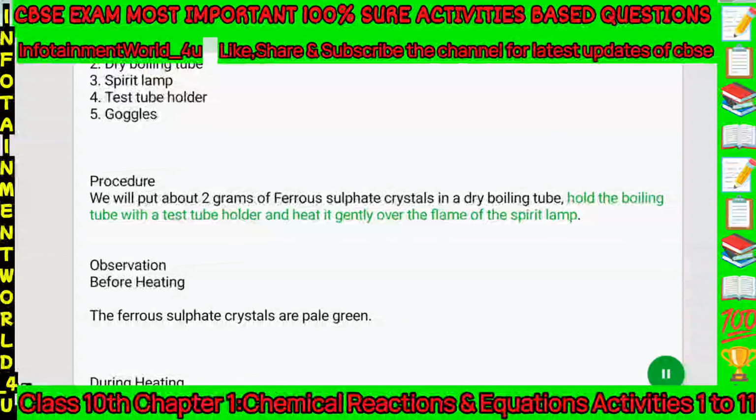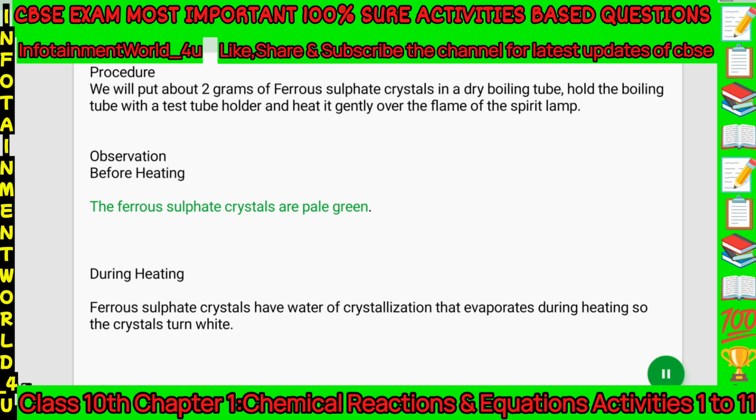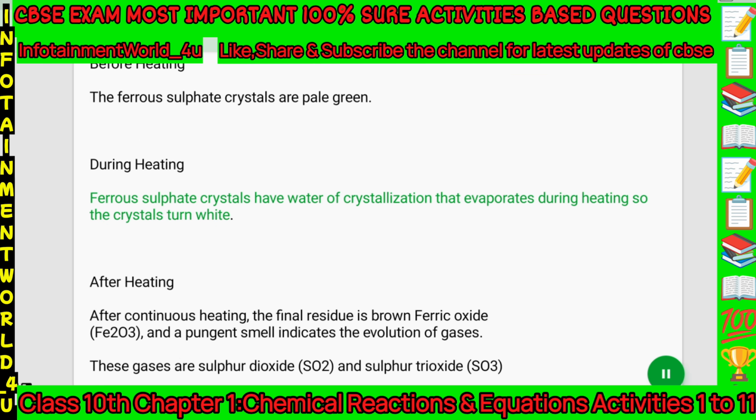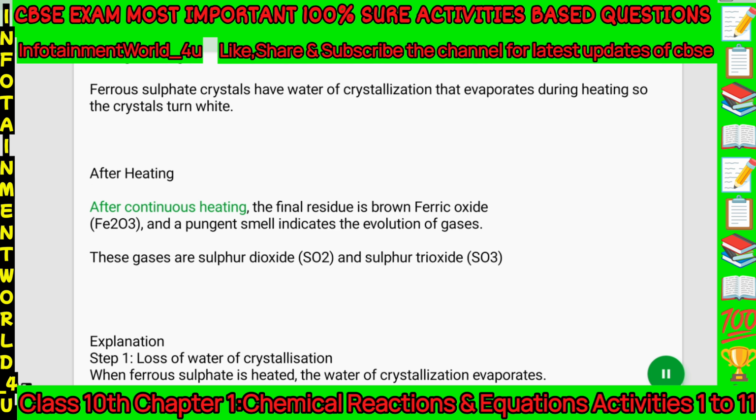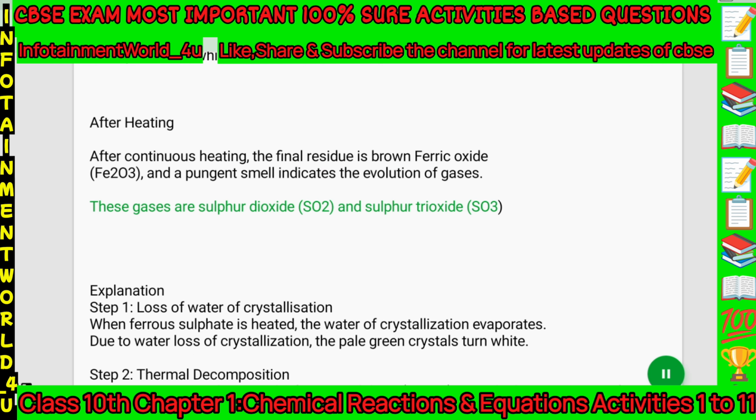Hold the boiling tube with a test tube holder and heat it gently over the flame of the spirit lamp. Observation. Before heating, the ferrous sulfate crystals are pale green. During heating, the water of crystallization evaporates, so the crystals turn white. After continuous heating, the final residue is brown ferric oxide, Fe2O3, and a pungent smell indicates the evolution of gases. These gases are sulfur dioxide, SO2, and sulfur trioxide, SO3.